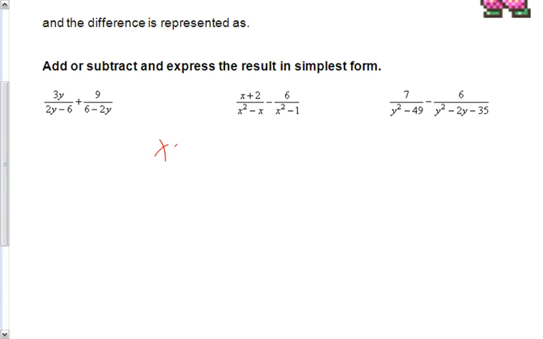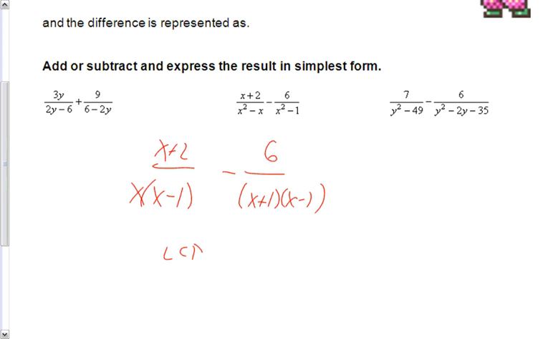X plus 2, take an x out, it's x minus 1. The other one is minus 6. Well, that's the difference of squares, x plus 1, x minus 1. All right, so now my LCD. Well, they both share an x minus 1. This one has an extra x plus 1. This one has an extra x, so I got to put that in there.